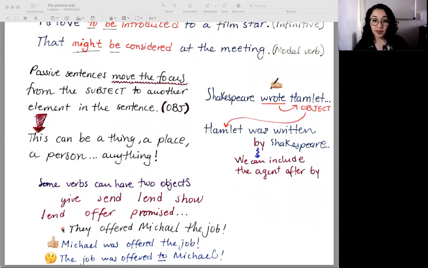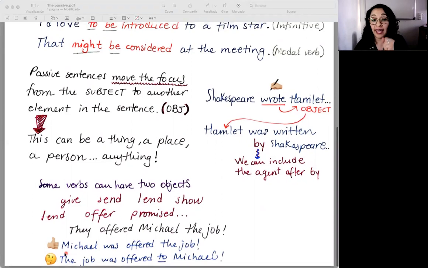Look at this example. They offered Michael the job. Michael was offered the job. To say the job was offered to Michael, first of all, we need the preposition to mention the other object, but I think it's more probable that we want to talk about Michael than the job itself, right? It would depend on the situation, of course. So for this kind of verbs, we have two options to form the passive.